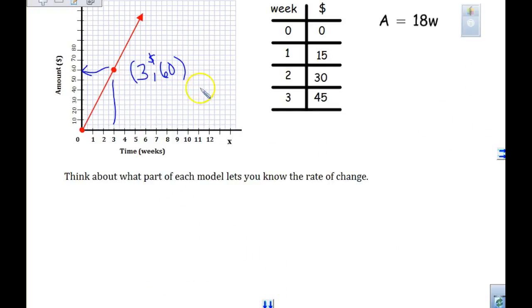Divide by, we're going to take 60 and divide it by 3, and say that he is saving $20 per week. Does that look right? If we go to 1 week, it looks like it's about 20. At 2 weeks, it was at 40, right? 3 is 60, so that looks right.